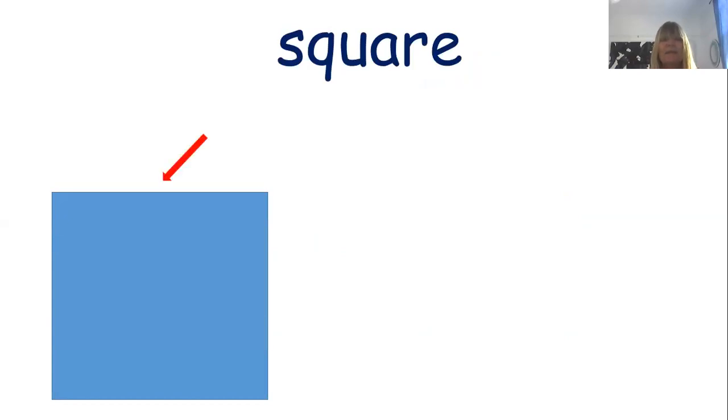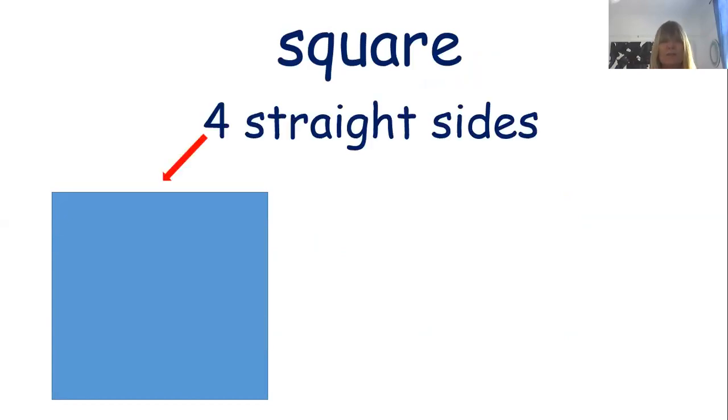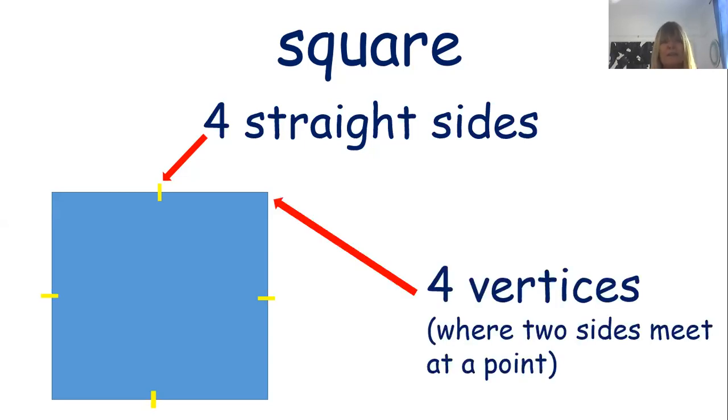What's coming up next? Let's have a think. Oh, it's a shape. It's a 2D shape and it is called a square. Now squares have 4 straight sides: 1, 2, 3, 4. They also have 4 vertices where the 2 sides meet at a point, and there's 1, 2, 3 and 4.